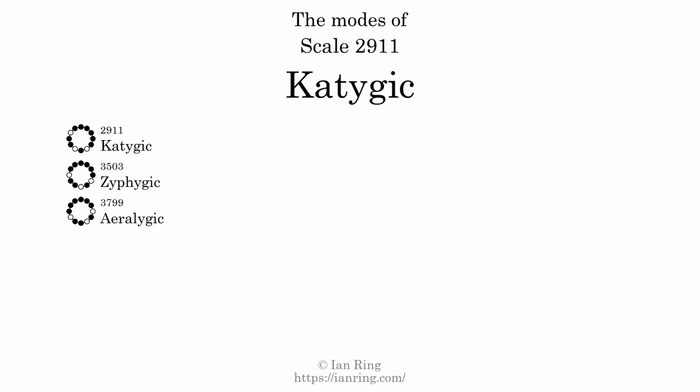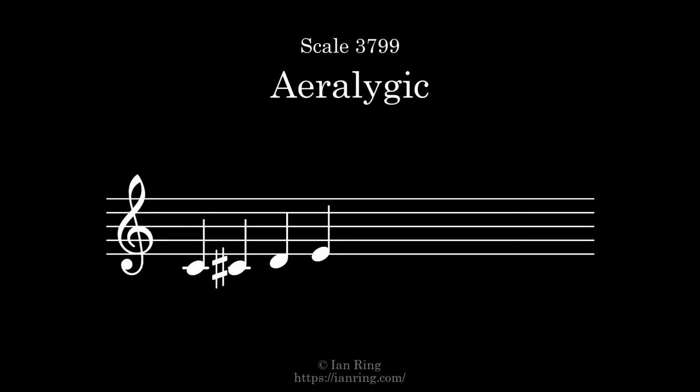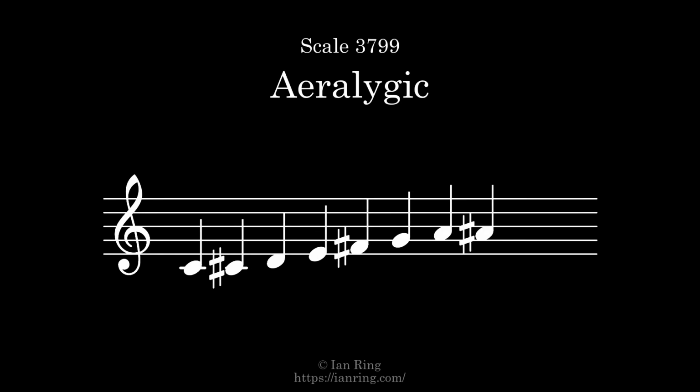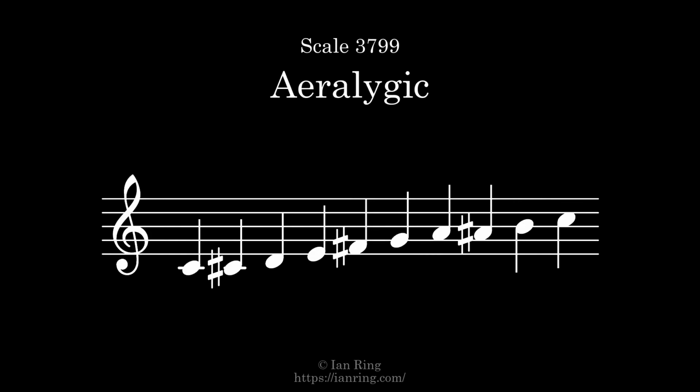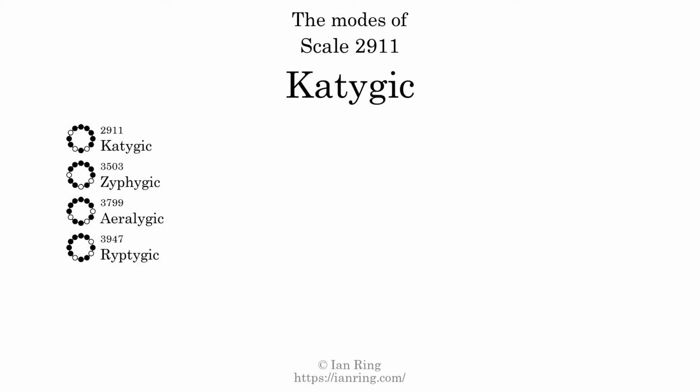The third mode is scale 3799, also known as Heteromorphisms. It sounds like this. The fourth mode is scale 3947, also known as Katygic. It sounds like this.